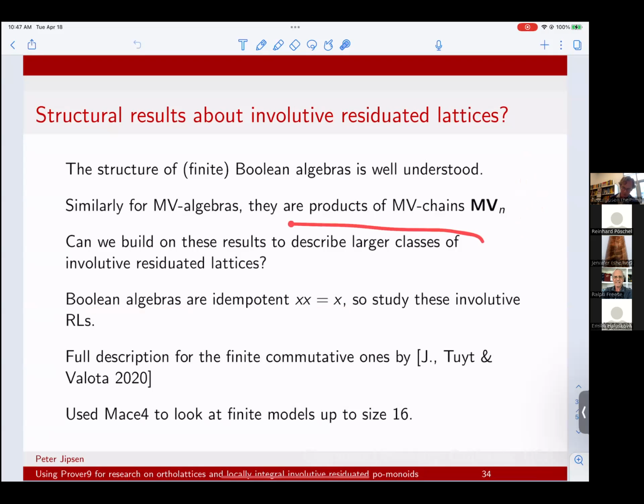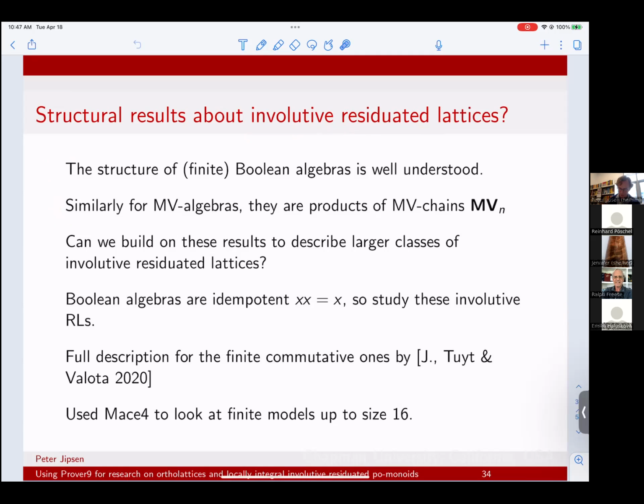So, the question that we're trying to address in this project is, can we find larger subclasses of involutive residuated po-sets, maybe even, that are structurally as well understood as these two varieties?